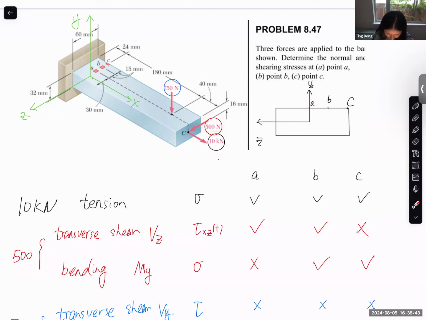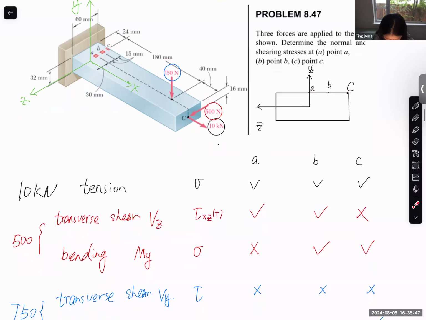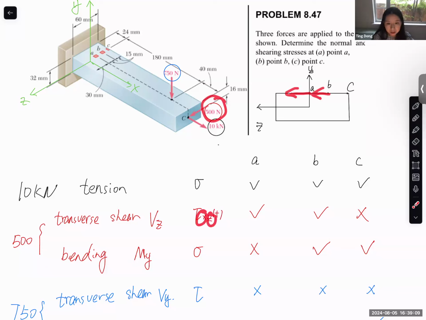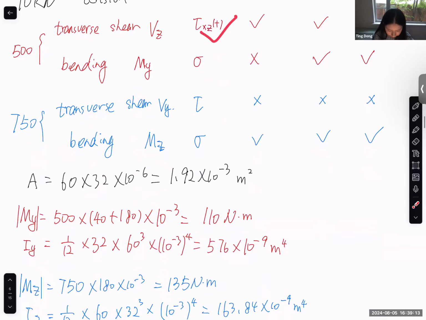The only non-zero is caused by this 500 and at B and C. And B, sorry, at A and B, C is the top point. And this one, the shear stress is on the X plane and in the positive Z direction, right? Because force is in the positive Z direction. So it is positive plane, positive Z, and shear stress component should be positive. So this is homework 1.